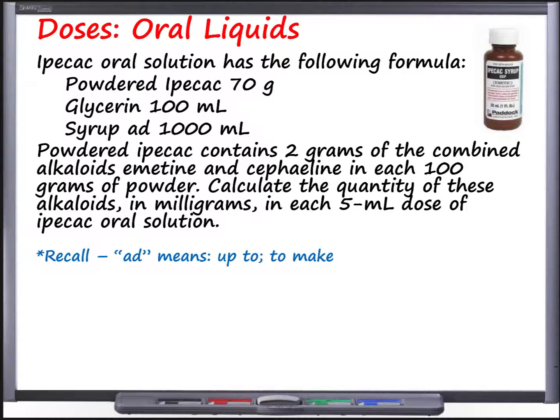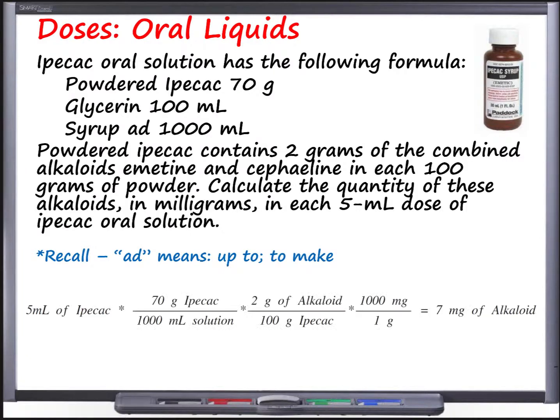So remember, we're going to take that 100 mils of glycerin and add enough syrup that we get a total of 1,000 milliliters. So the important take-home point here is that our 70 grams of powdered Ipecac will be residing in a total final volume of 1,000 milliliters. Okay? Knowing that should help understand the math that we're going to now do. All right, so let's get into solving this formula.